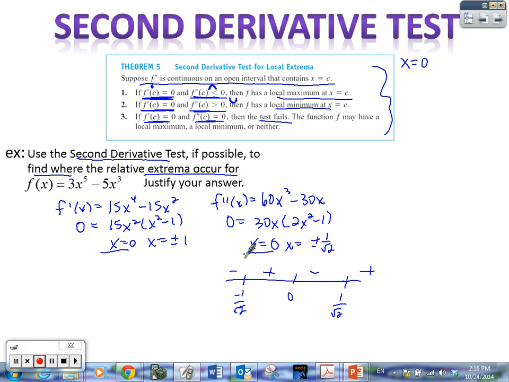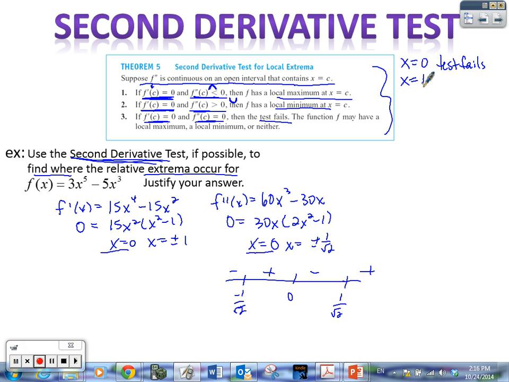What does the test tell us about that? Nothing, right? The test fails. So we would just say test fails. We were required to do the second derivative test, and that's what we're doing. We're just doing the second derivative test. Okay? It fails. We're done with that one. All right, let's look at when x is 1.